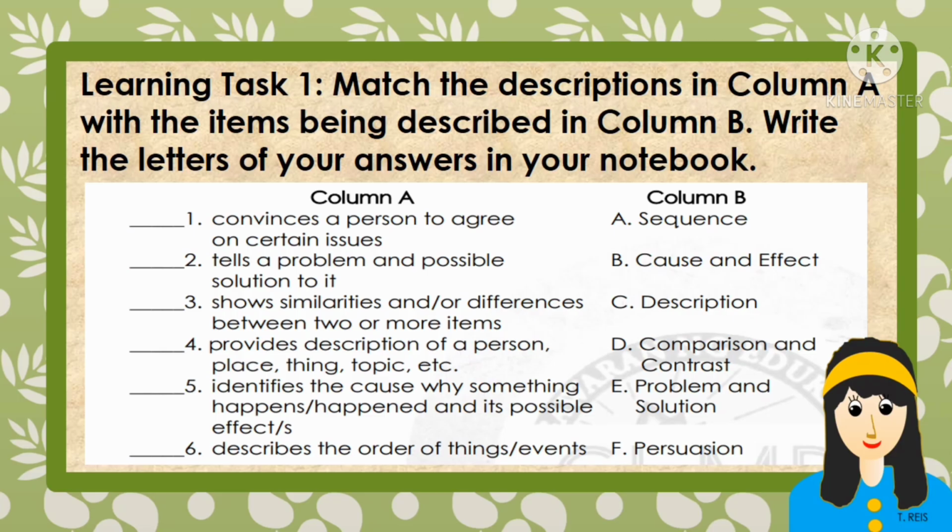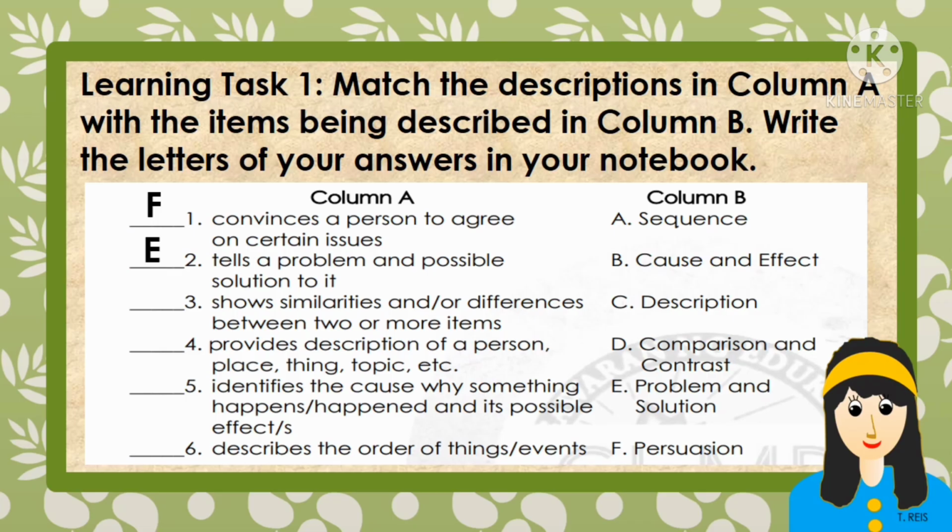For number 1, convinces a person to agree on a certain issue. What is the correct answer? It is letter A, sequence; B, cause and effect; C, description; D, comparison and contrast; E, problem and solution; F, persuasion. The correct answer is letter F. For number 2, tells a problem and possible solution to it. What is the answer? The answer is letter E, problem and solution.